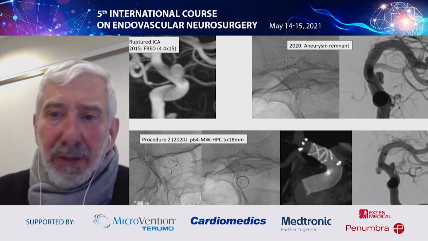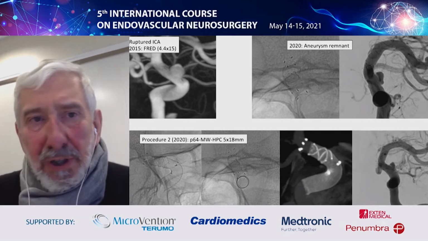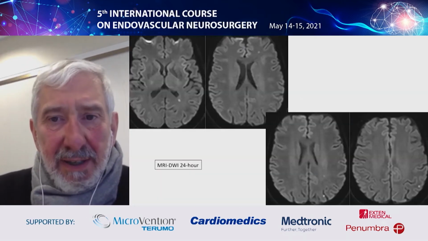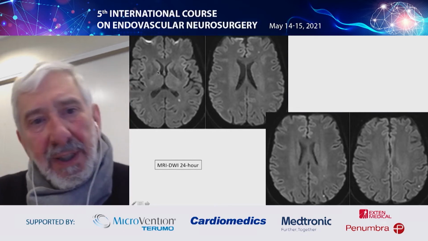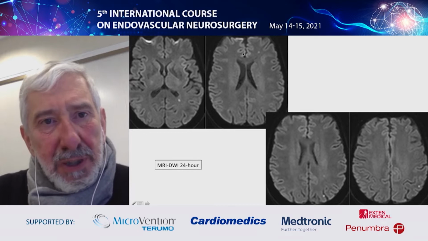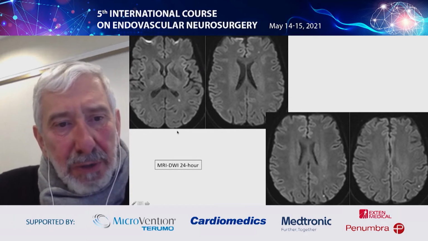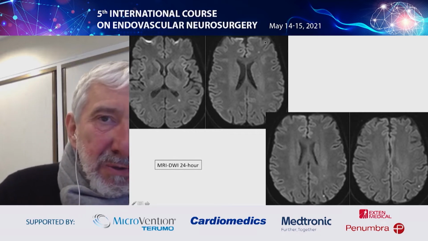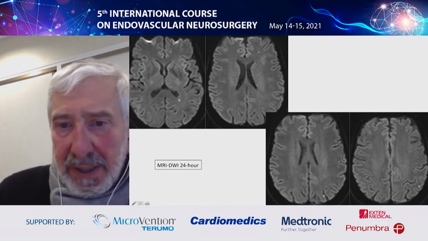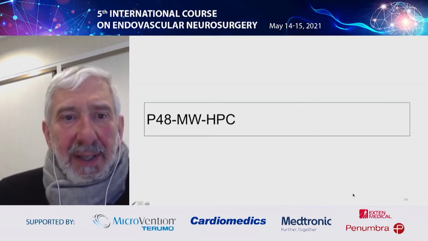Here is the final control angiogram. We still have the aneurysm, and we are waiting now for the control angiogram. It is what we always do after aneurysm treatment by endovascular means. We do an MRI at 24 hours with DWI to see if we have some thromboembolic event, and you see that here we have a very limited thromboembolic event with very few spots.